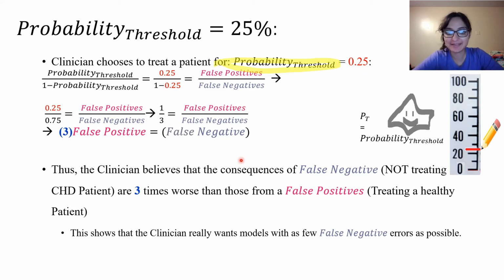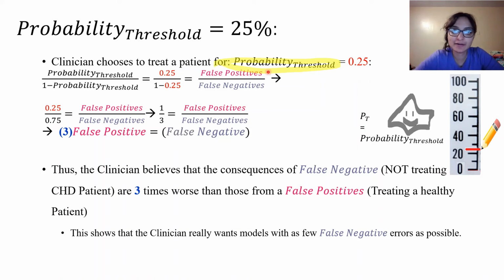So the clinician believes that the consequences of a false negative, not treating a CHD patient, are 3 times worse than those from a false positive, so treating a healthy patient by thinking they have CHD. So this shows that the clinician really wants models with as few false negative errors as possible.